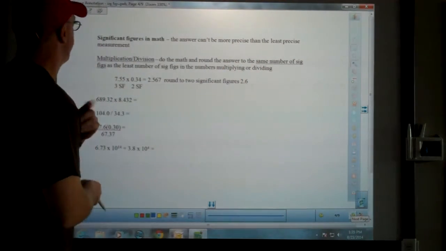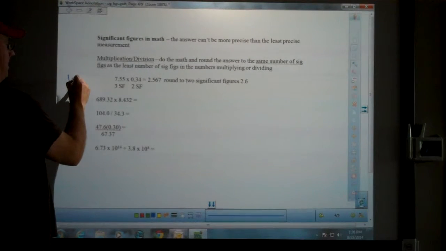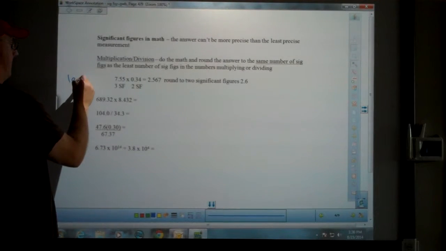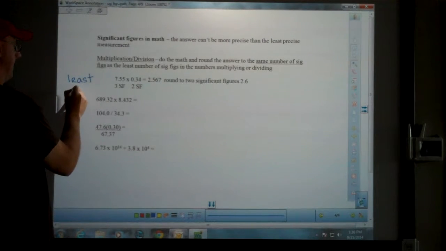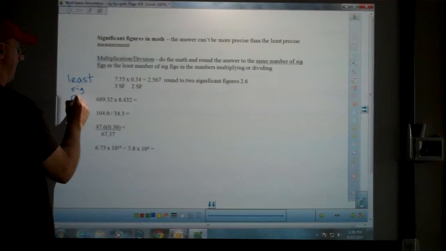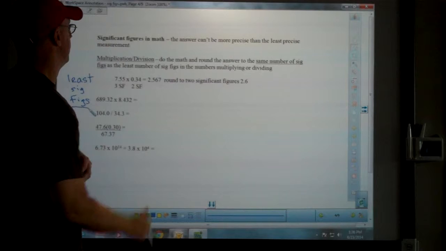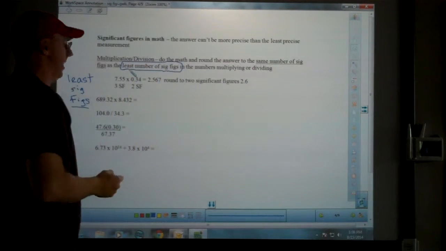And how we use it. So for multiplication and division, I'm trying to write least sig figs here. And they need to do some technical stuff with the board, and it's not working. So you go to the least number of sig figs. I guess maybe I'll just underline it right here, or box it in.